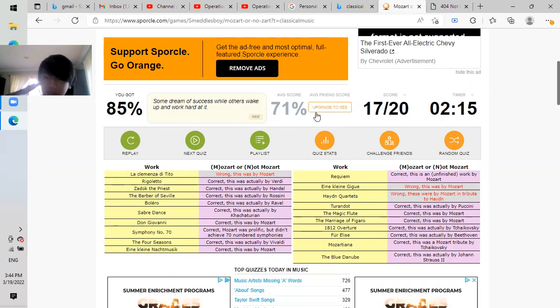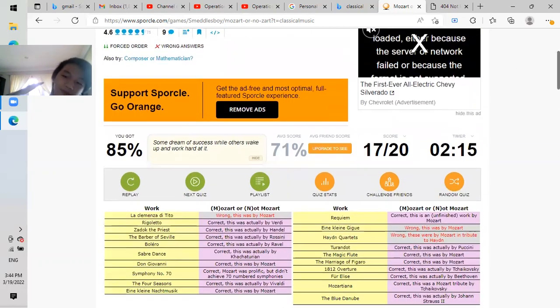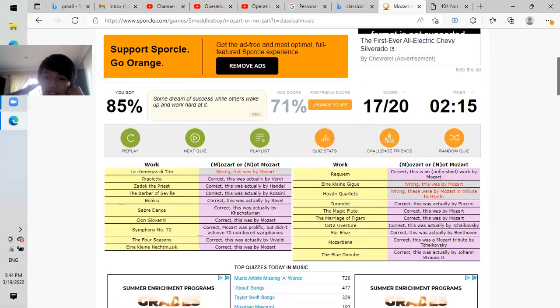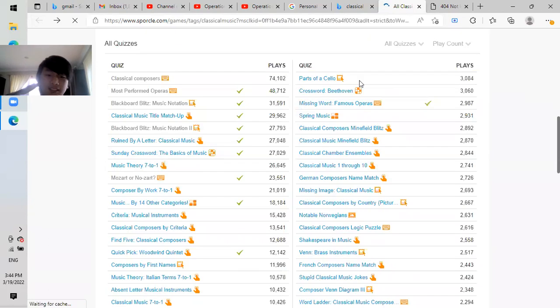85% average score, 71%. Okay. At least they got a couple, right? Most of them are correct. All right, then. Over 50% at least still. By criteria. Ooh, this one is interesting. Let's try this one out.